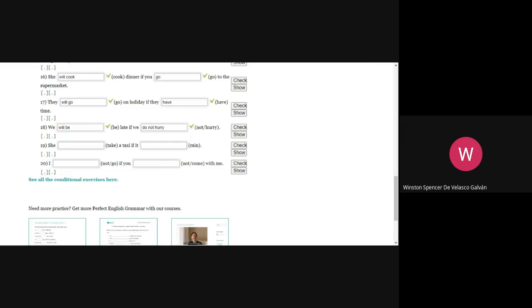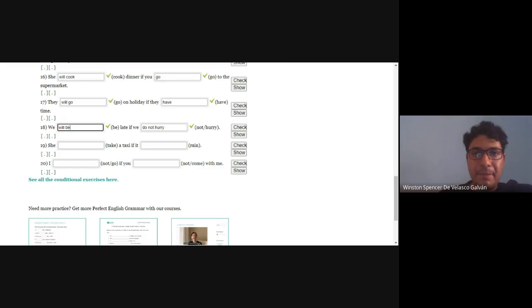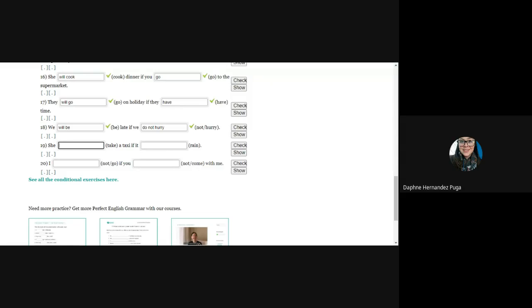Number 19. Daphne, please give me exercise 19. She will take a taxi if it rains. Good one. She will take a taxi if it rains. And I think that this is the perfect example for these days. It has been raining all afternoon, all evening, all morning, and it suits better. Let's check it, and it's good.